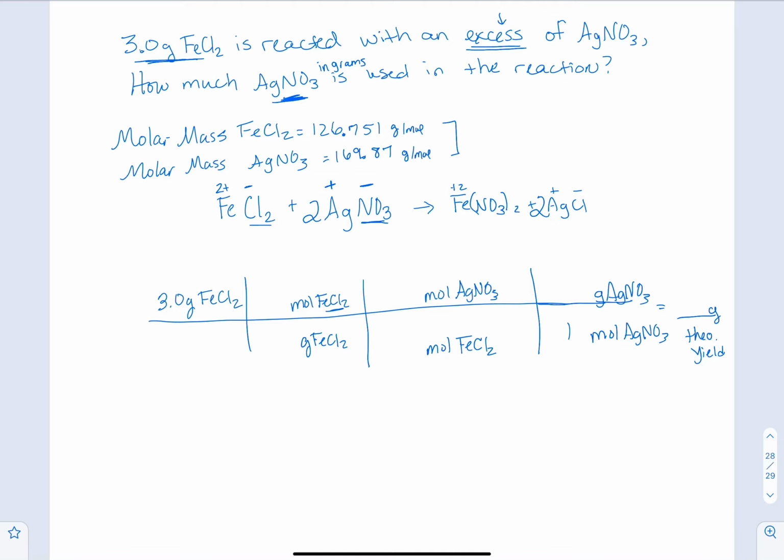And then we just grab these numbers. I'm going to take out that one because you don't have the one: 126.75, and that's in 1 mole. Remember, that's an understood 1 mole. And then I'm going to jump over and put the other molar mass in on the right, 169.87. And then I'm going to look at my coefficients. I've got 2 of these to 1 of those. So 2 to 1. Always double check that you wrote that in right.